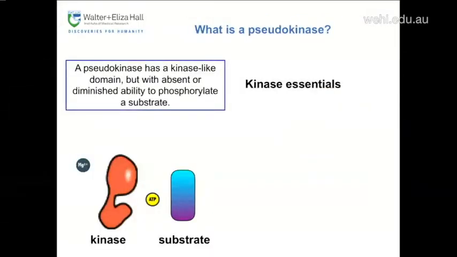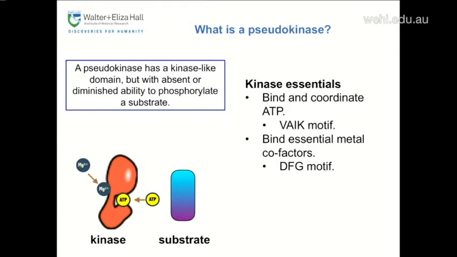All right, so a pseudokinase is a protein that has a kinase-like domain, but it has either impaired or completely absent catalytic activity, so it can't phosphorylate a substrate. In a normal protein kinase, it needs to be able to bind and coordinate ATP and essential metal cofactors. These motifs I'll talk about a bit later as well, but these are sequences of amino acids within the protein that are required to do these activities.